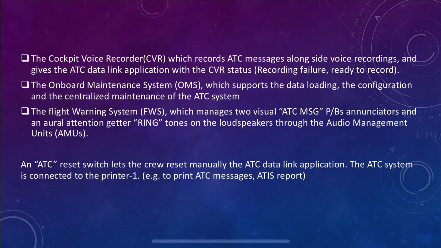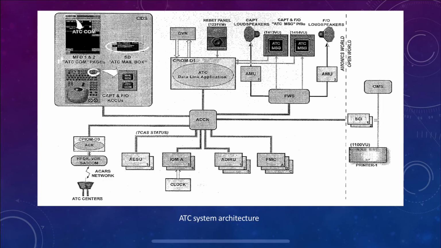The Flight Warning System FWS manages two visual ATC message annunciators and an aural attention-getter ringtone on the loudspeaker through the audio management units, AMU. The ATC reset switch lets the crew manually reset the ATC data link application. The ATC system is connected to the printer 1, which is used to print ATC messages and ATIS reports. So this is the ATC system architecture.